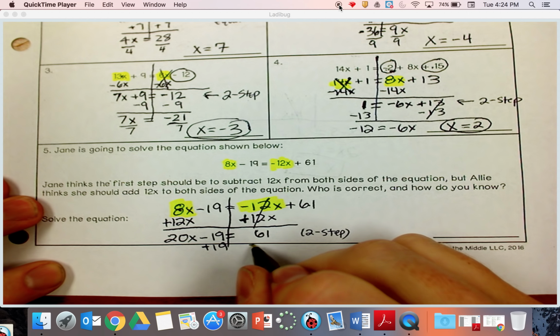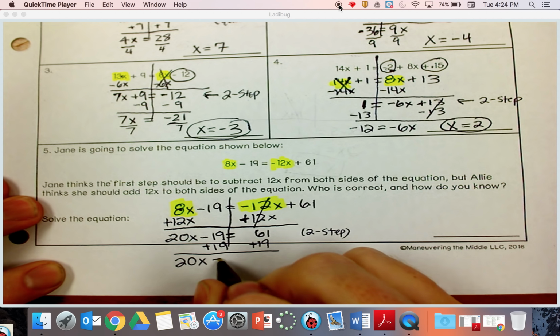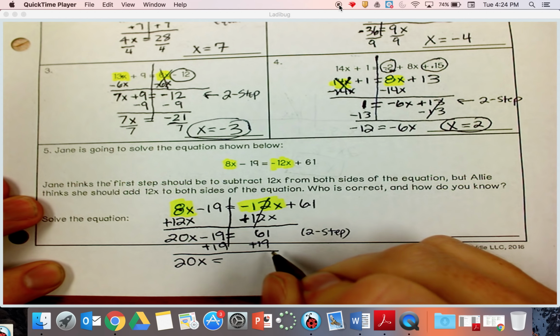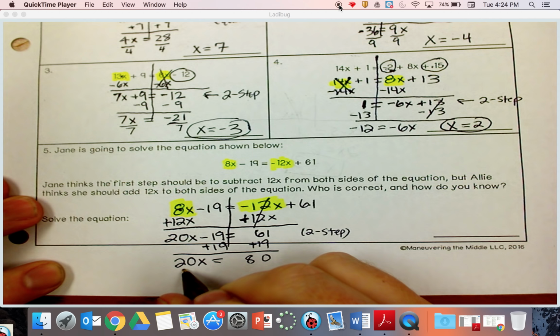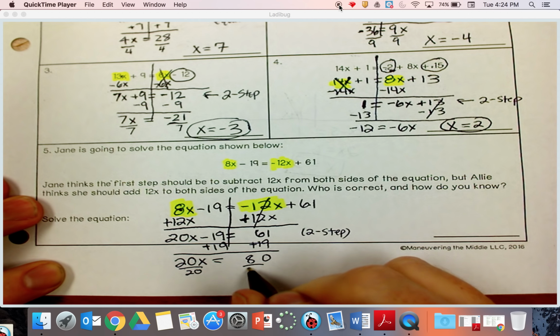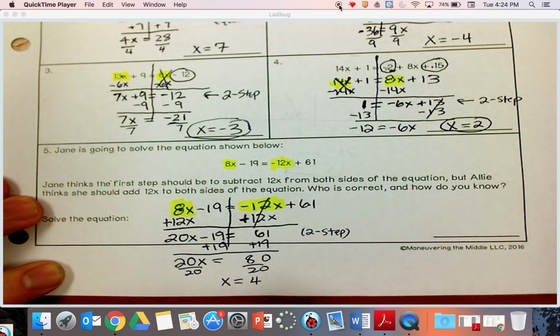Move my start over to my finish, I get 20x is equal to 19 plus 61. It's going to give me 80. Divide by 20 on both sides. X is 4. So that is my solution.